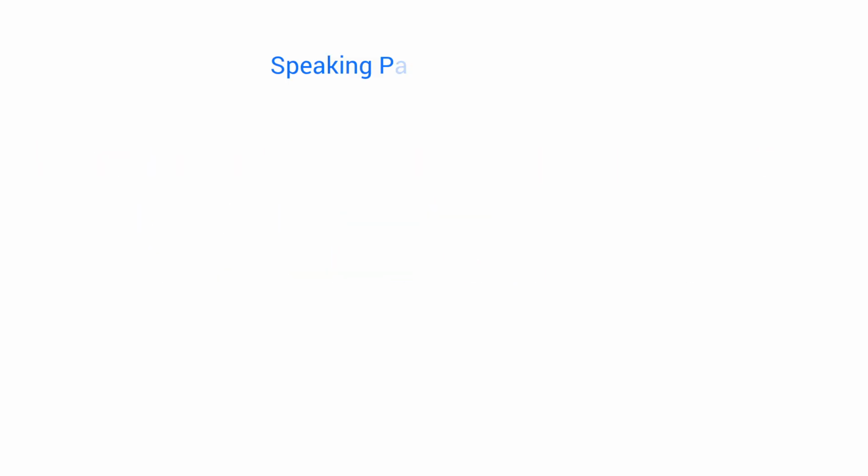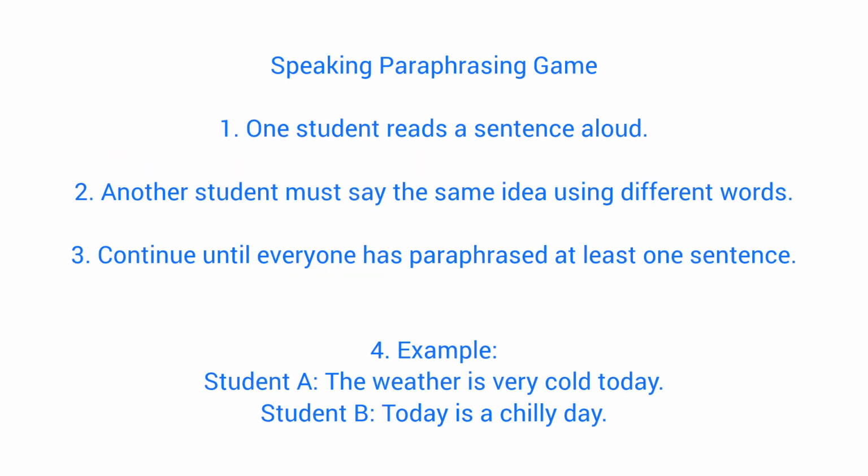Step 5. Speaking paraphrasing game. 1. One student reads a sentence aloud. 2. Another student must say the same idea using different words. 3. Continue until everyone has paraphrased at least one sentence. 4. Example. Student A. The weather is very cold today. Student B. Today is a chilly day.